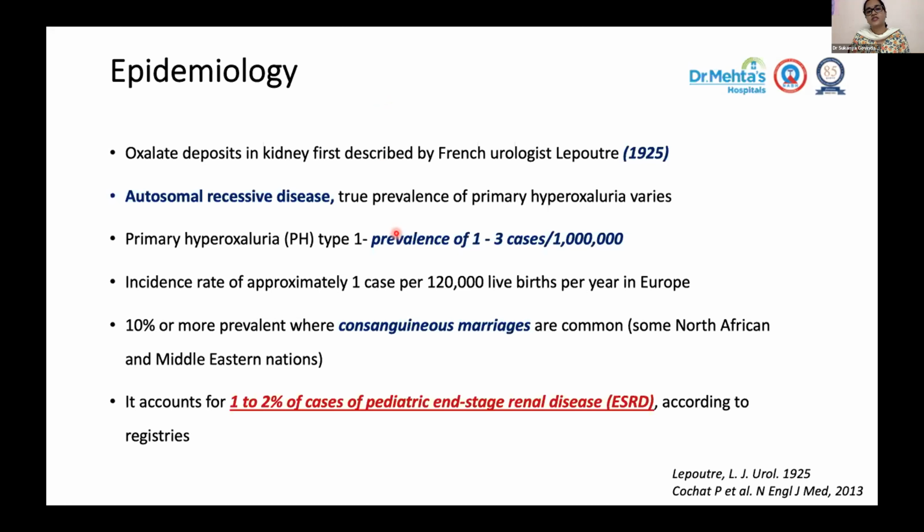The incidence rate varies; we have data only from Europe, where it is approximately 1 case per 120,000 live births. The prevalence is multiple times higher where consanguineous marriages are common, especially in regions of North Africa and the Middle East. Overall, this rare but devastating disorder accounts for 1 to 2% of all pediatric end-stage renal disease in children, according to various registries which are available.